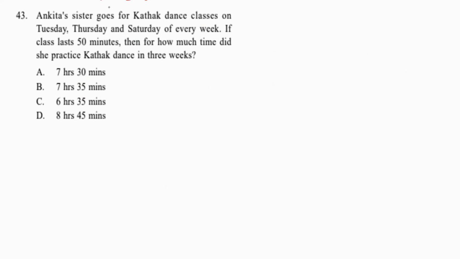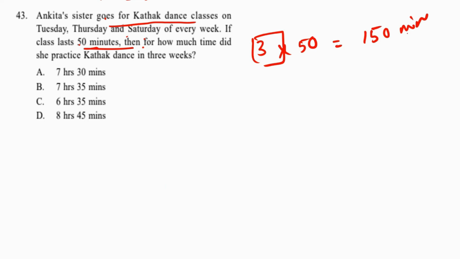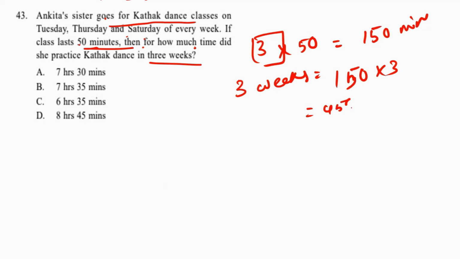Ankita's sister goes for Kathak dance classes on Tuesday, Thursday, and Saturday of every week. That means 3 days a week. And each class is for 50 minutes. So in 1 week, she's practicing for 3 times 50, 150 minutes. So how much would she practice for 3 weeks? If 1 week is 150 minutes, three such weeks would be 150 multiplied by 3, that would be 450 minutes overall.